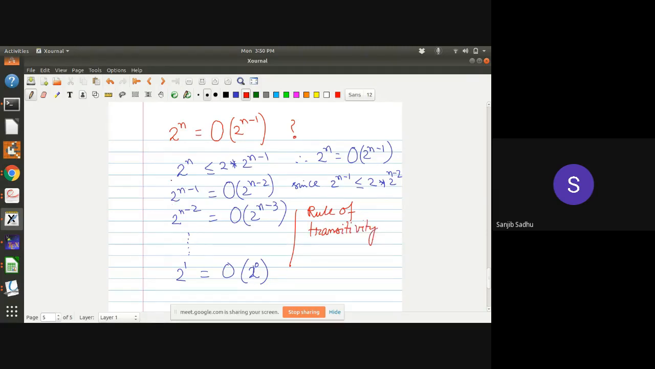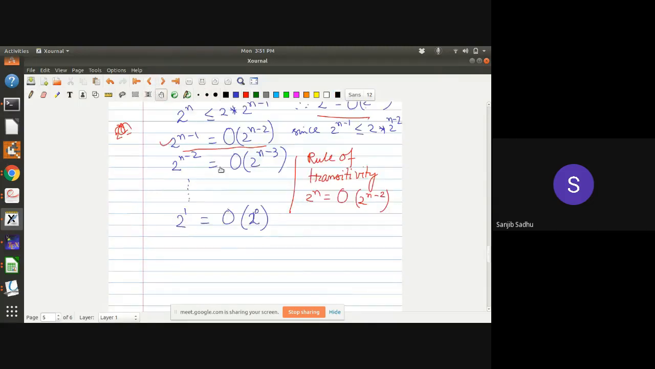so here what shall I get? Using these two, 2 to the power n is big O of 2 to the power n minus 1, n minus 2. This is this and this. Fn is big O of Gn, Gn is big O of Hn, so therefore Fn is big O of Hn. We have proved already. This is correct.